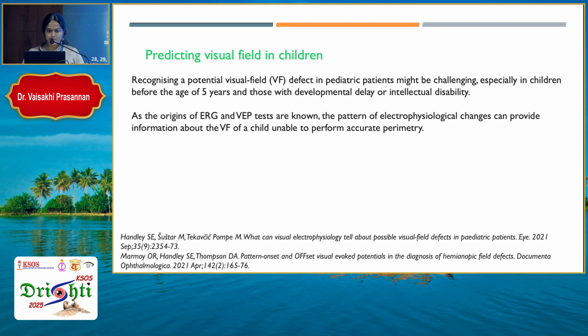Coming to another use, electrophysiology can also be used in predicting the visual field in children, especially in small children or children who have intellectual disability, in whom testing the visual field might be challenging.